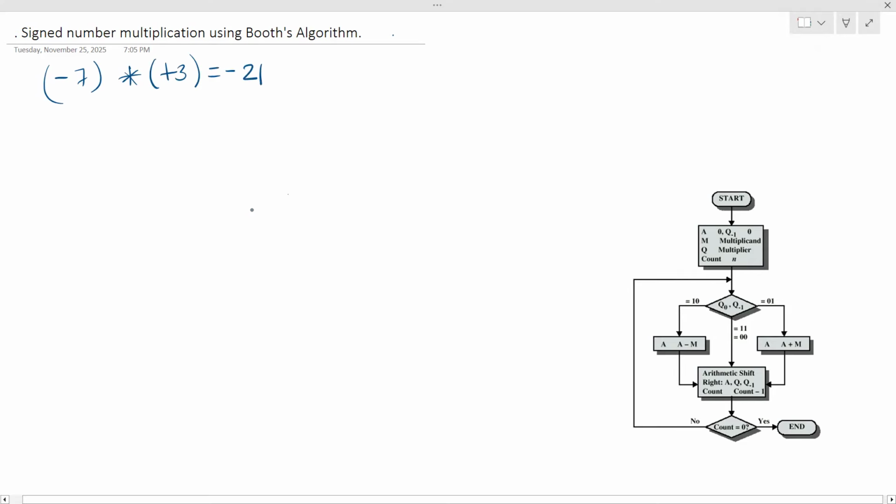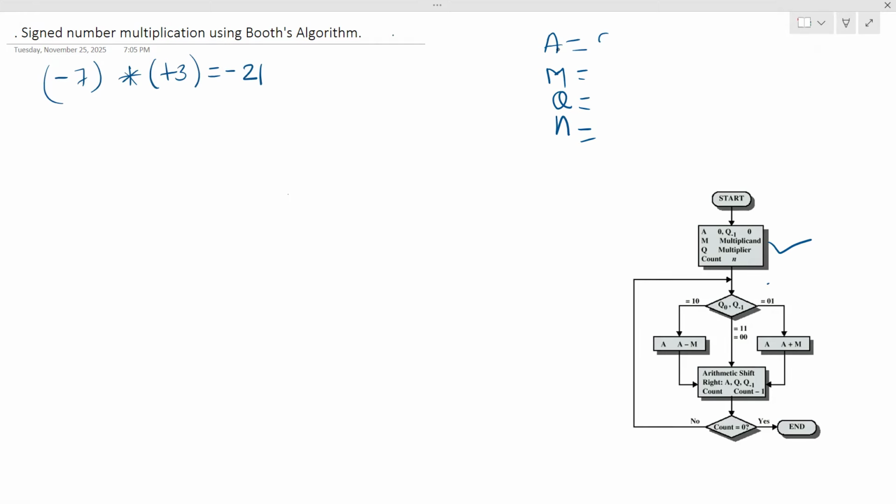On the right hand side, you will see one algorithm, which is Booth's algorithm. While solving such an example using Booth's algorithm, your first requisite is that you have to draw the algorithm on the right side and then solve the example on the left side. The first step is initialization. To initialize, we are using the variables accumulator, multiplicand, multiplier, and count represented as n.